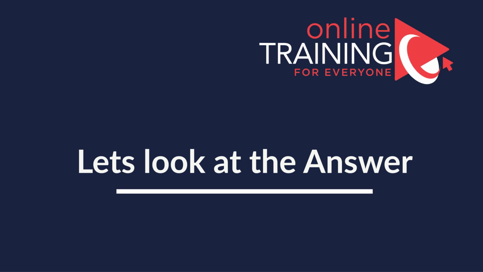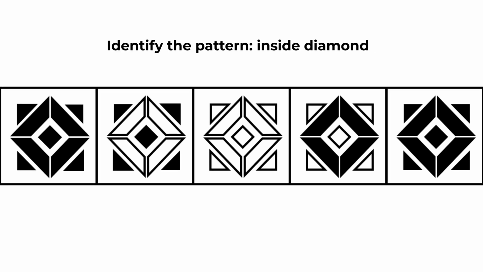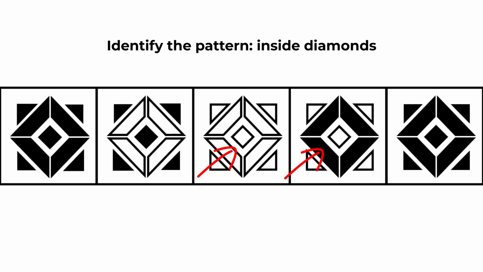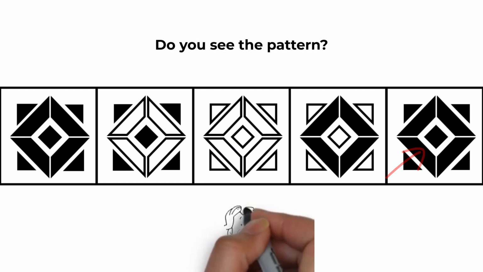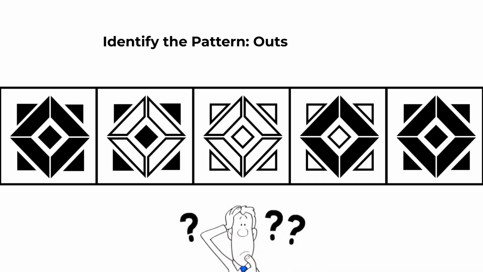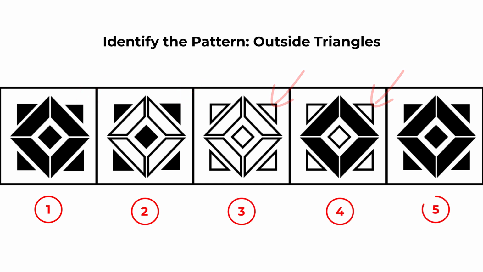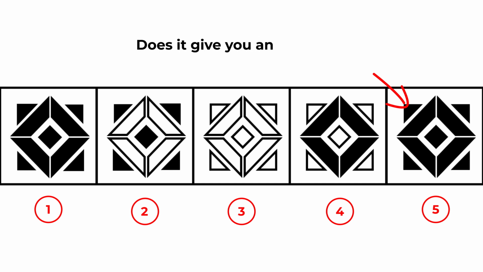Let me first explain the different shapes we see in the picture. Let's start with the inside diamond. You see that the inside small diamond changes colors. We have 2 black inside diamonds, then 2 white inside diamonds, and then the inside diamond in the shape 5 is also black. Do you see the pattern? Now, there is also a pattern of outside triangles. You see that the outside triangles in the shapes 1 and 2 are black, in the shapes 3 and 4 are white, and in the shape 5 are black. Does it ring a bell? Doesn't it give you a pattern?